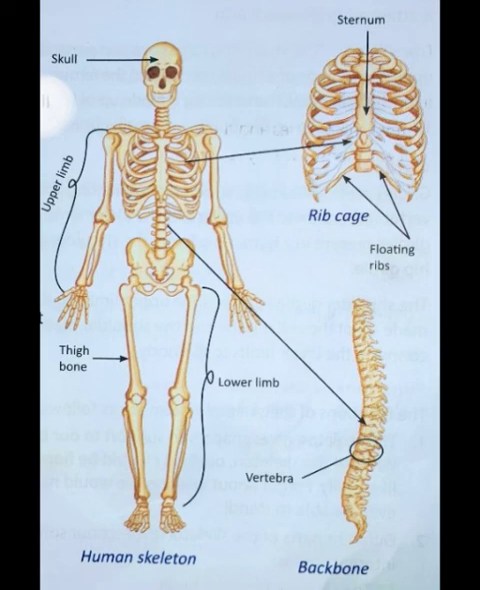Next, listen, backbone. Look at the picture given. The backbone protects the spinal cord. Which part protects our spinal cord? Backbone. It is made up of 33 small bones. How many bones? 33 small bones called vertebrae. The backbone is also called the vertebral column. You can feel your backbone by running your hand along the central portion of your back.